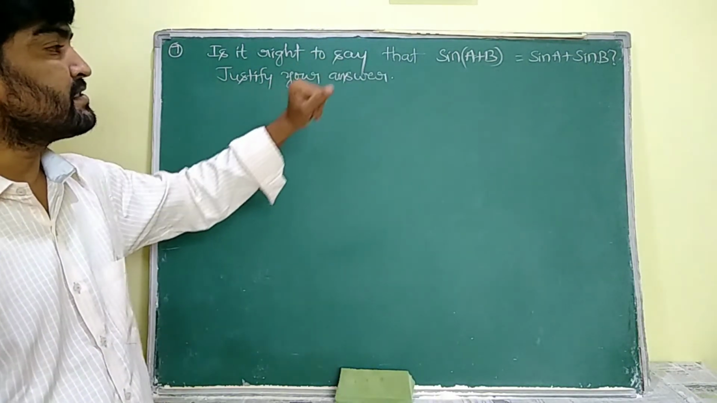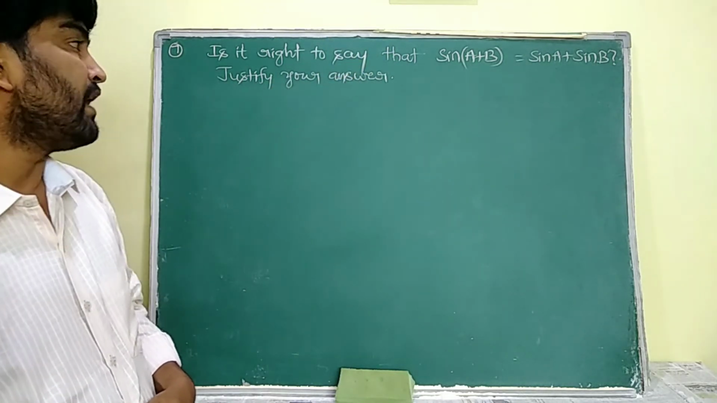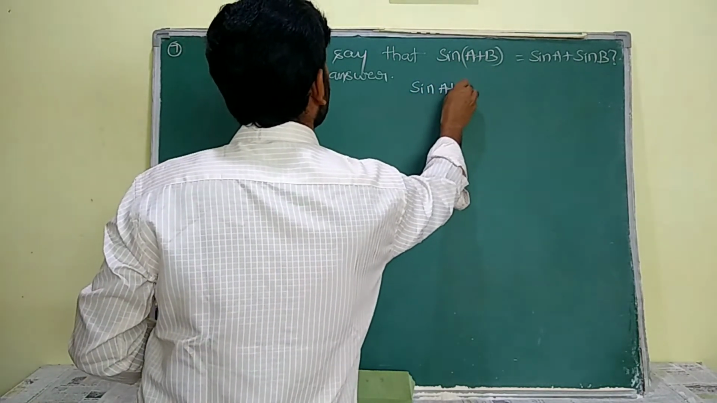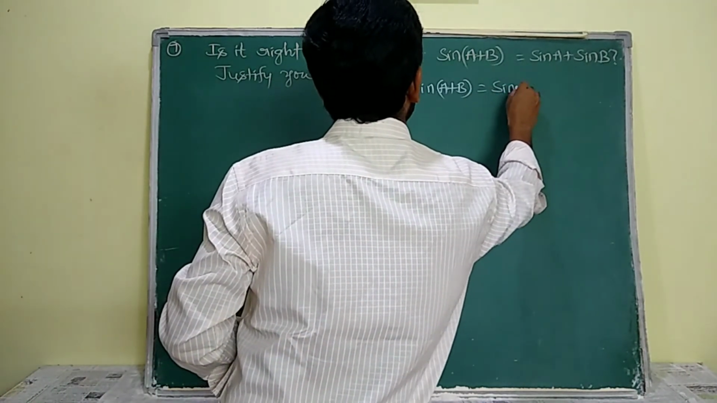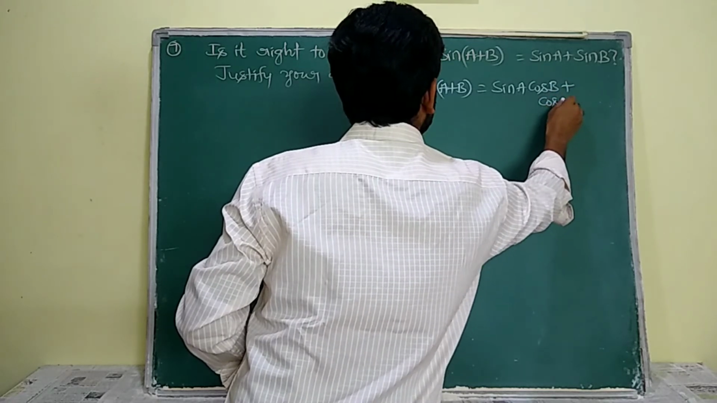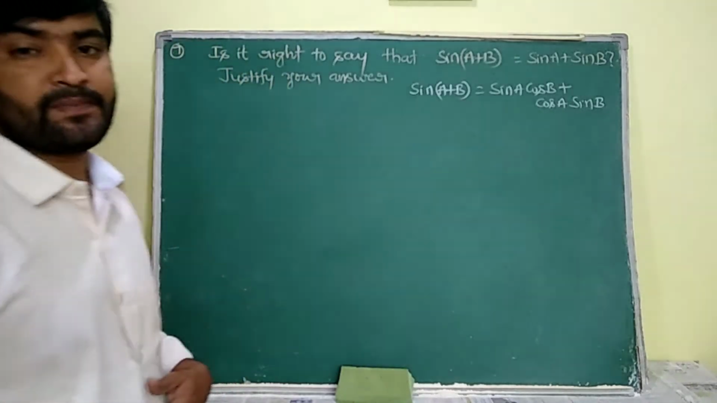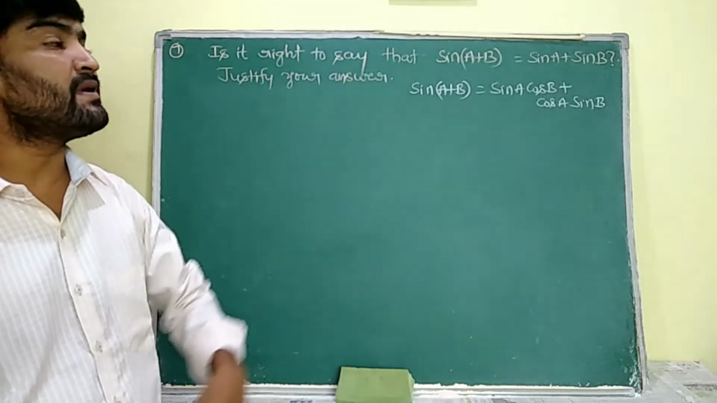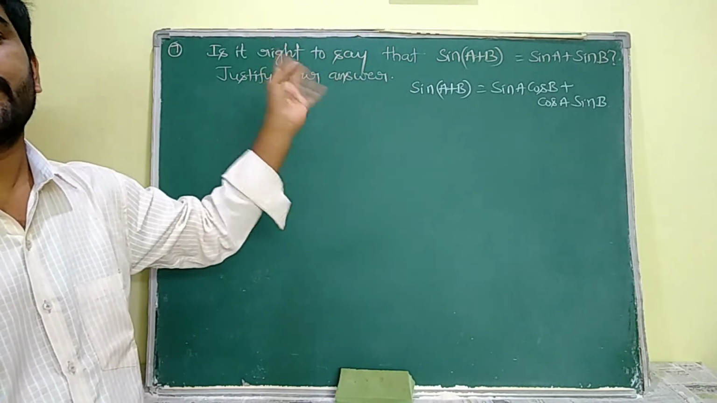Is it right to say that sin(A plus B) is equal to sin A plus sin B, is being asked. We already discussed the formula for sin(A plus B). Sin(A plus B) means sin A cos B plus cos A sin B. This is the formula for sin(A plus B). But here, in place of sin(A plus B), he gave sin A plus sin B. That means it is clearly false. But we have to prove it.